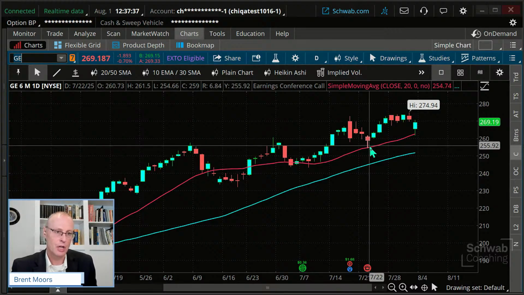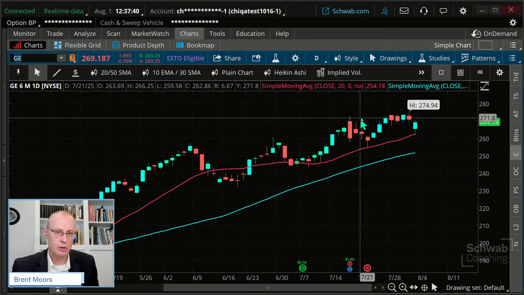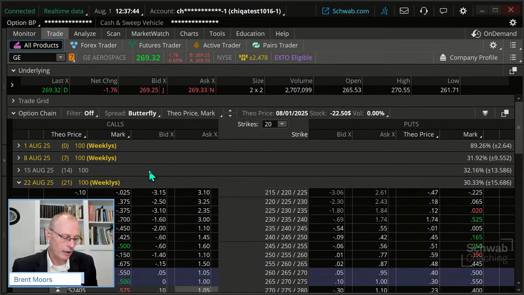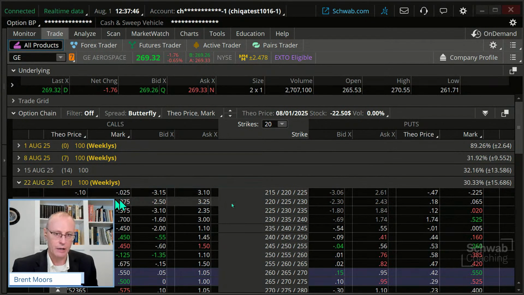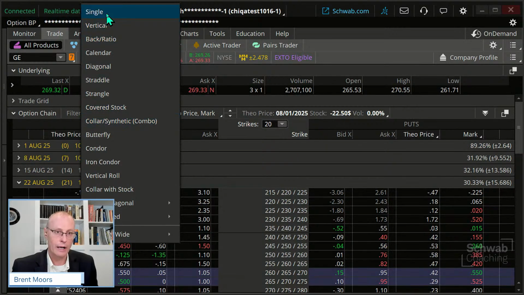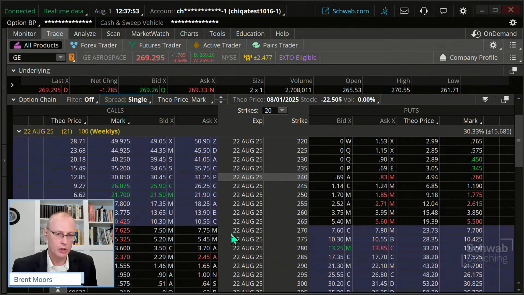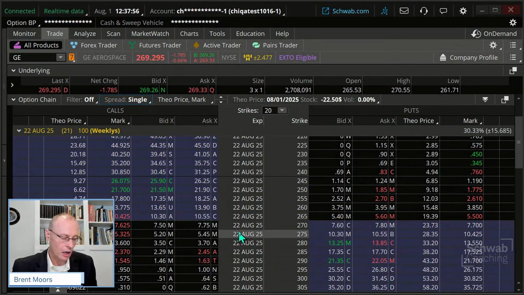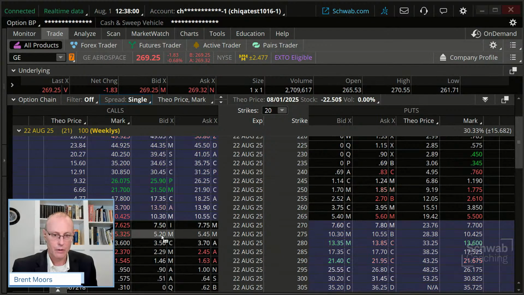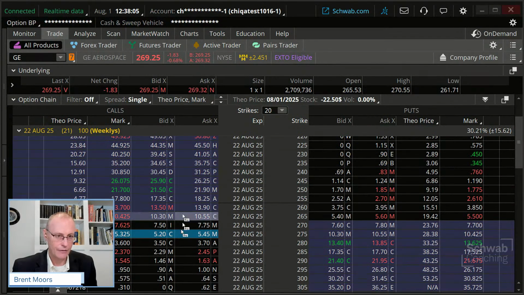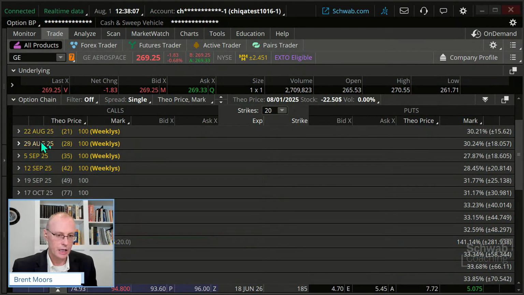Okay, so let's do a quick trade here. Okay, and what I'm going to do is I'll stick with this August 22nd. I'm not going to do a butterfly though. What I'm going to do is a diagonal spread. Again, I'll make this one bullish. I'm going to sell out of the money just a little bit. So I'm going to click on the 275 call. I'm going to go out to September 19th.